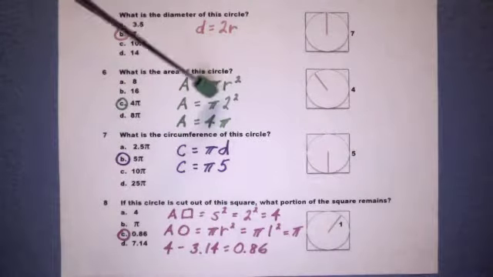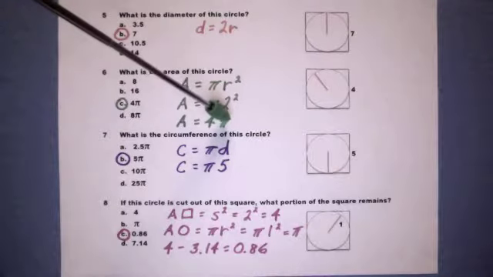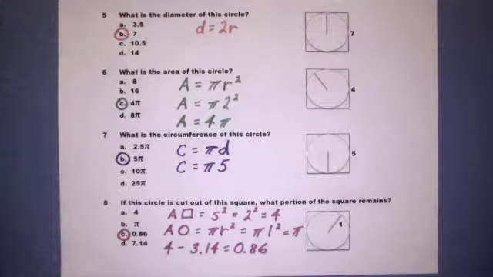Now, I could have written this pi times 4, but we generally put the number in front of pi. Both ways are correct. Remember the commutative property for multiplication. It does not matter the order in which you multiply things. 4 is being multiplied to pi, or pi is being multiplied to 4. Same thing.